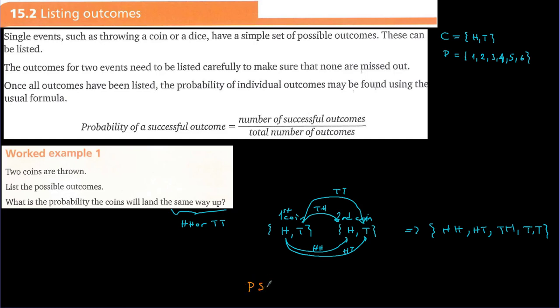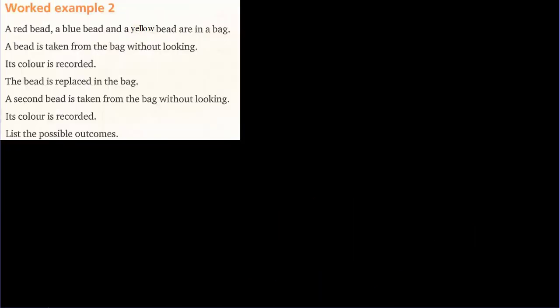Probability of same way up is equal to, here same way up means there are two possible cases, so 2 is here, and here there are four possible cases. These are all possible cases, and it is written here. So the probability of the event is equal to 2 over 4, which is equal to 1 over 2 when you simplify by 2.